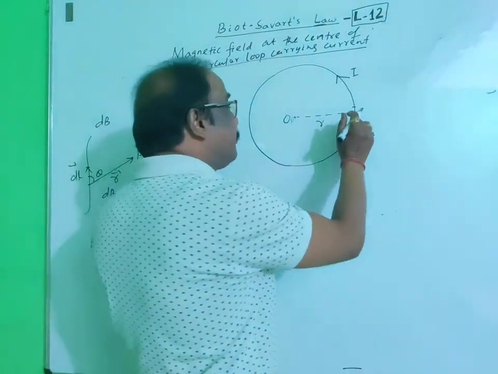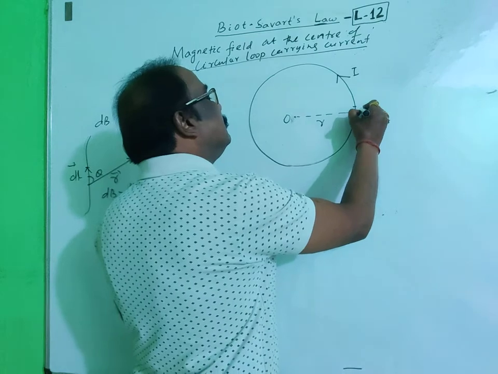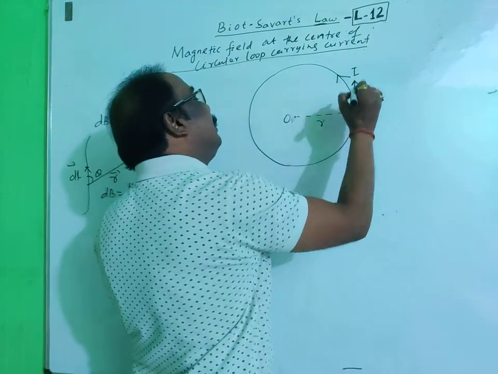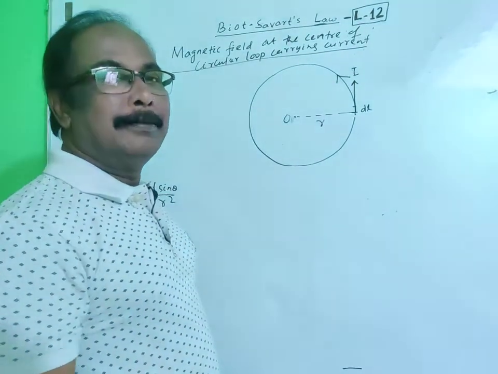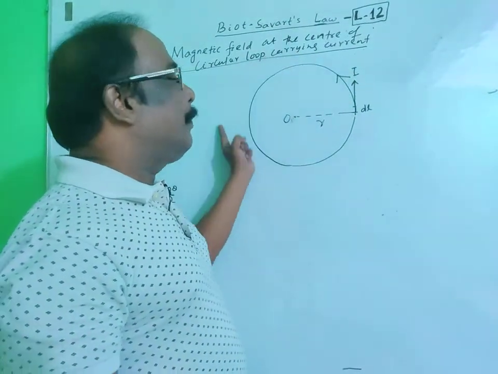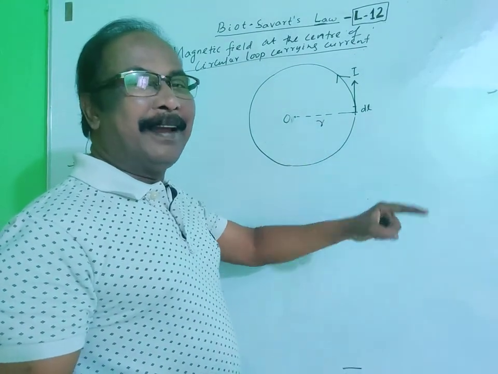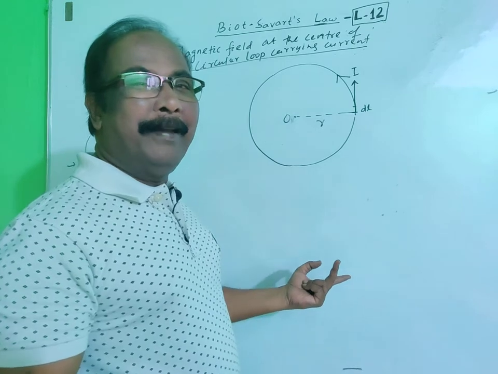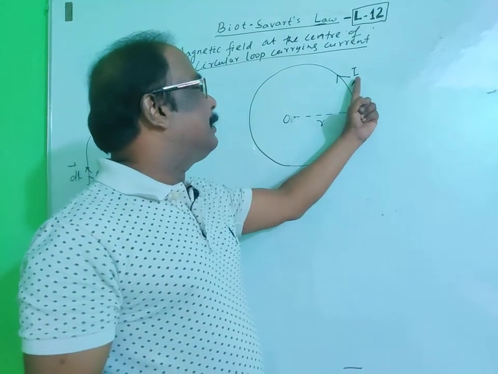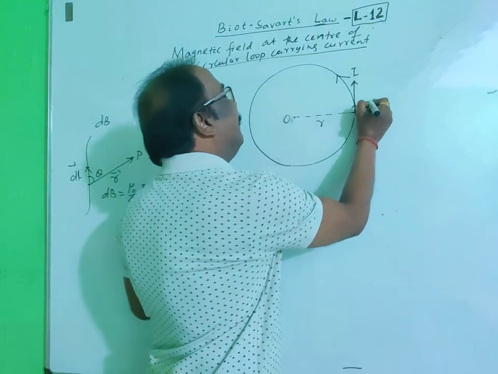If length is very small, this is dl, and the direction of dl is taken along the direction of current. Current is not a vector, but consider current flowing in anticlockwise order in a curved path. Then at any point, the direction can be determined by drawing a tangent. So at this point, the direction of current is along the tangent, and this is the direction of dl.